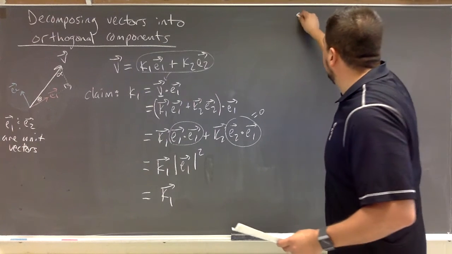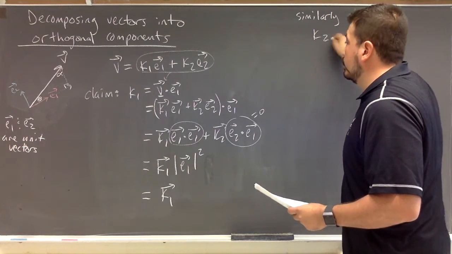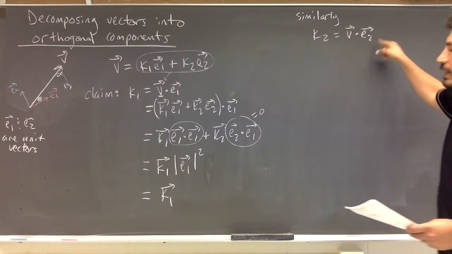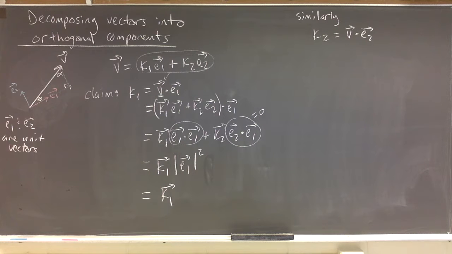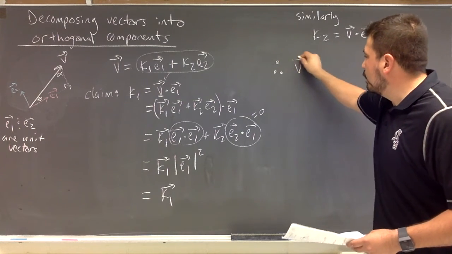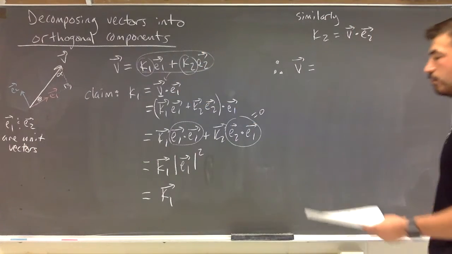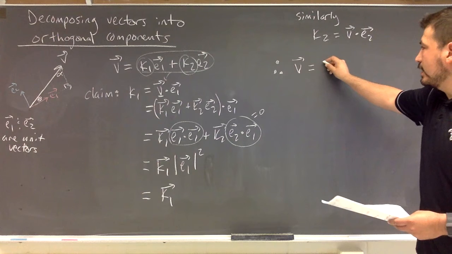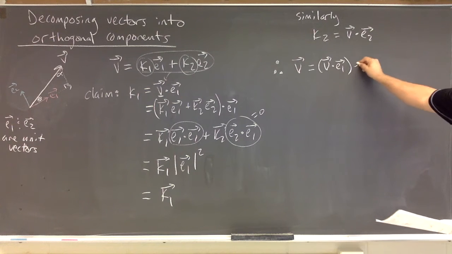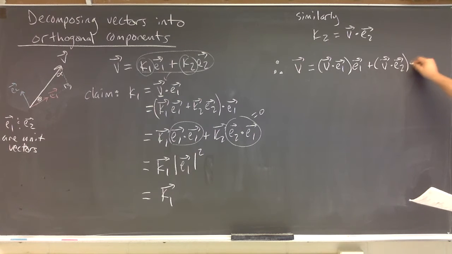And then similarly, we can say that K2 is going to be V dotted with E2. And so what does that bring us to? Therefore, we can rewrite the original vector V. We replace K1 and K2 with what we've just established, and that turns into V dotted with E1 times E1 plus V dotted with E2 times E2.